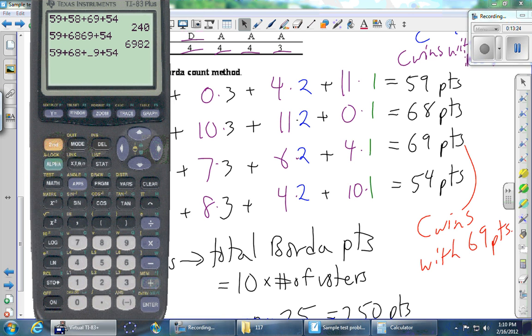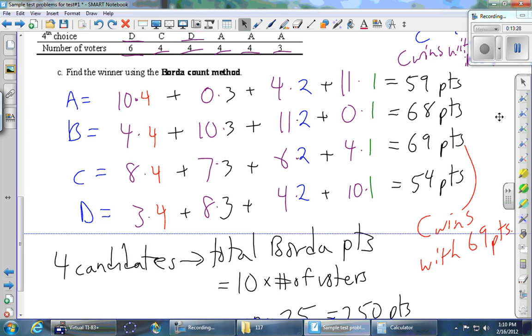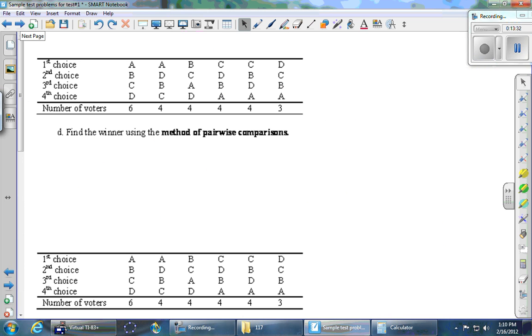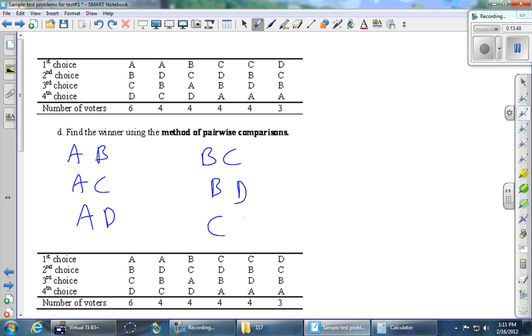So if we add up all the votes, we should get the 250. Okay, I've just saved myself some points. Next part is D. Find the winner using the method of pairwise comparisons. Pairwise comparisons is the kind of laborious one where you have to do A versus B, and A versus C, and A versus D, everybody versus everybody, BC, BD, and finally CD.